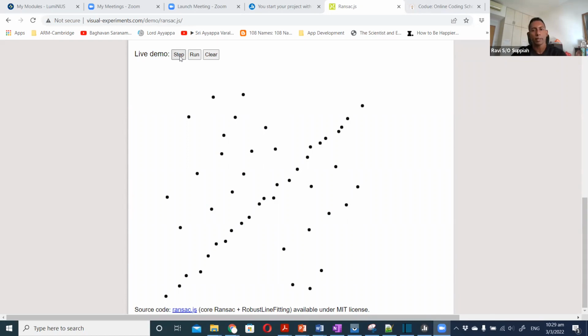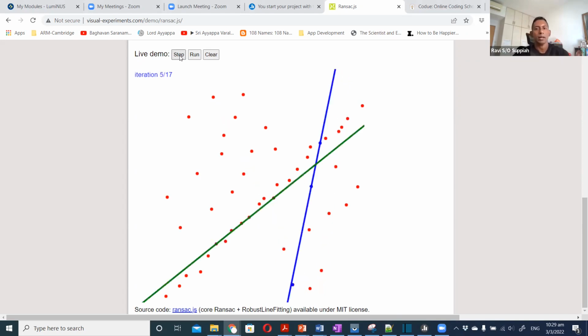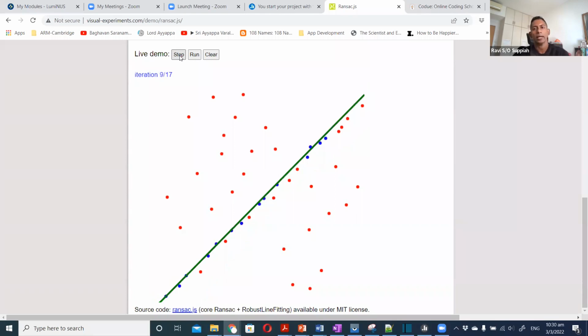If I step through over here, what the RANSAC algorithm will do is start off with some random points to create a line, and then in each iteration it will try to come up with a better line that makes sense with the data that it collects. You can see that right now the blue line has fewer points compared to the green line, so you still keep the green line, until a point in time where no other line has a better fit compared to what you have, and then you decide that that is the line.